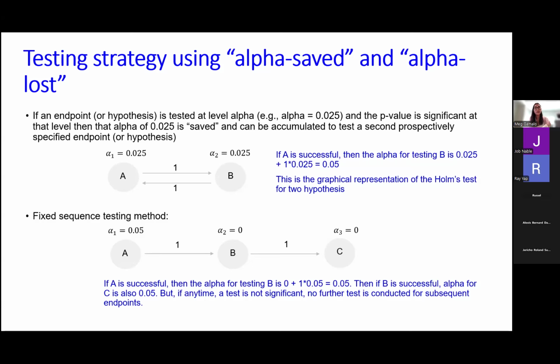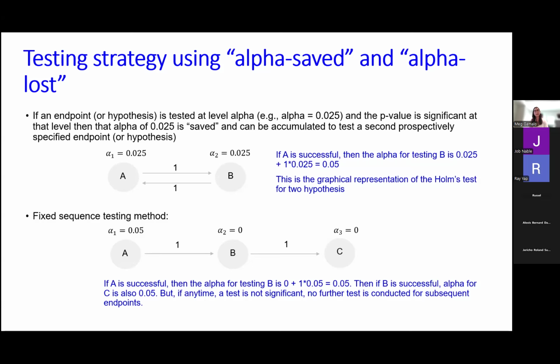Now, suppose we have three endpoints, A, B, and C. We could potentially sequence these tests: we test A first at the 0.05 level two-sided, and if that is successful, we transfer everything to B, and if that is successful, we transfer everything to C. So this is what we call fixed sequence, because we are sequencing A, B, and C, testing B only after A is positive, and testing C only if A and B are positive.